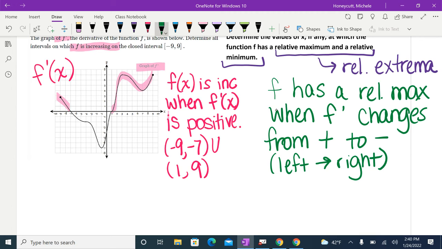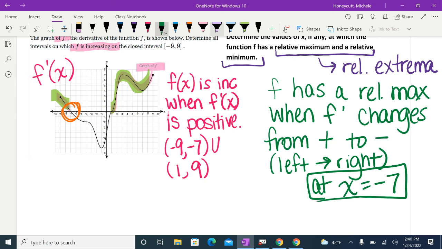Okay, so in this first pink portion, the graph is positive. And then f prime changes to negative, and then changes to positive again. And I want to look for where that happens from positive to negative, left to right, and that happens right here. So that happens at x equals -7. Now I can't tell what the relative maximum is. I can only tell where it is. So that's why this "at" is pretty important.